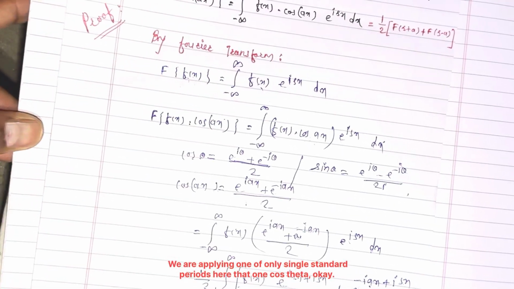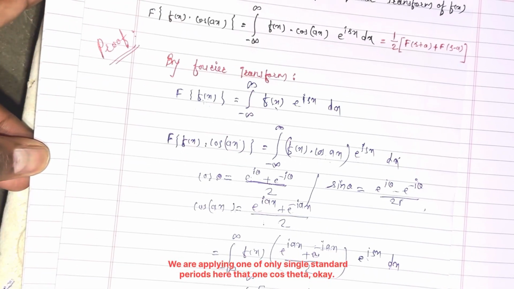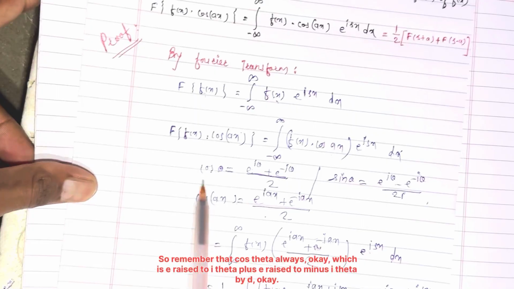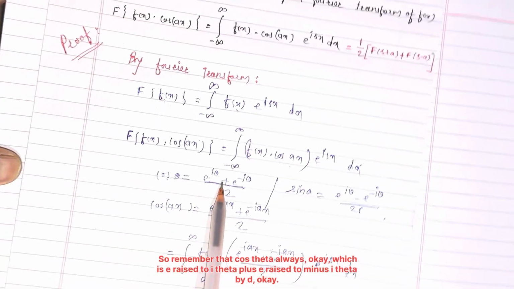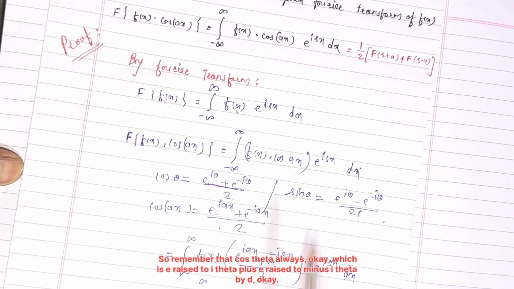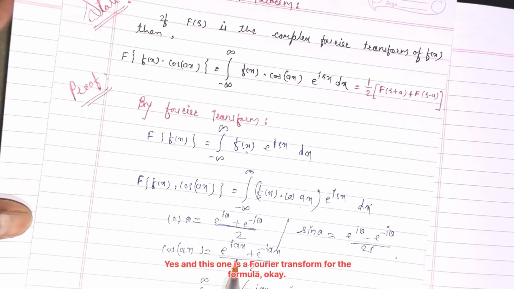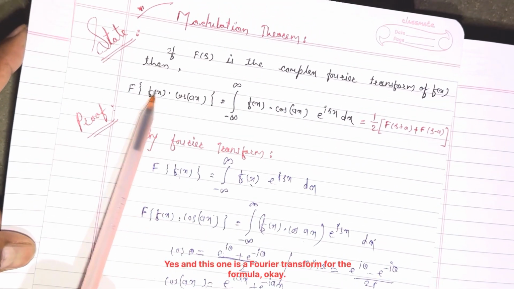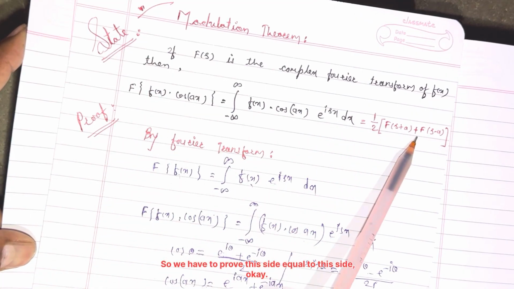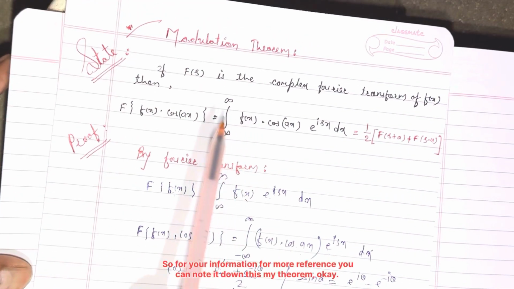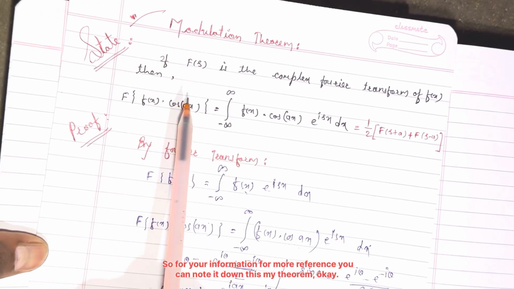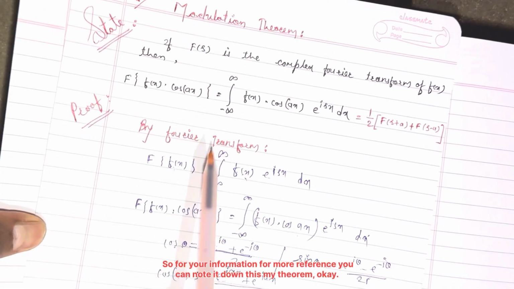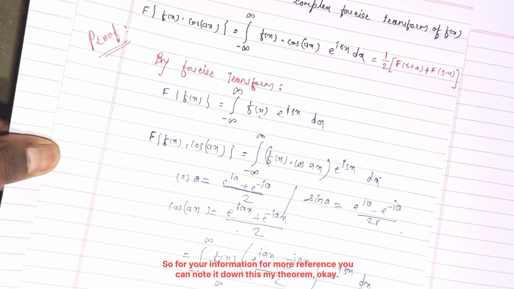We are applying only one standard result here: remember that cos theta is equal to e raised to i theta plus e raised to minus i theta, divided by 2. This one is the Fourier transform formula. So we have to prove this side equal to this side. For your information and reference, you can note down this theorem.